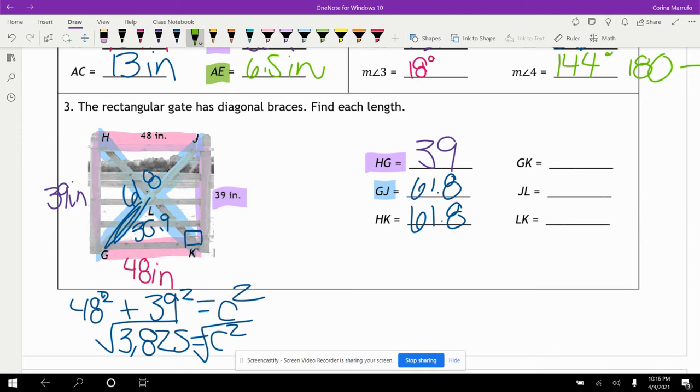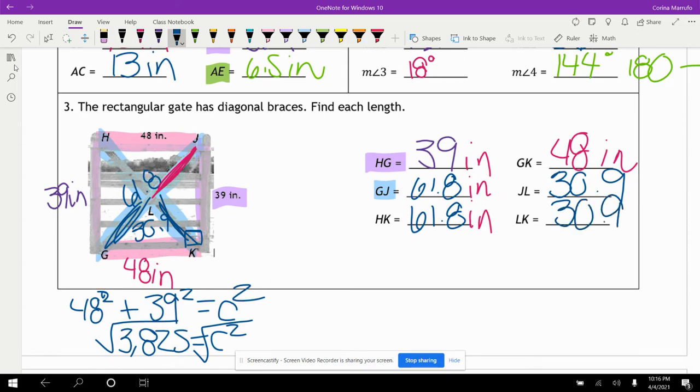The next one's asking us from G to K. We identified from G to K is 48. You know what? All of these are inches. Next, from J to L. J to L is just this half piece, which should be 30.9. And then from L to K, which is this section here, should also be 30.9.